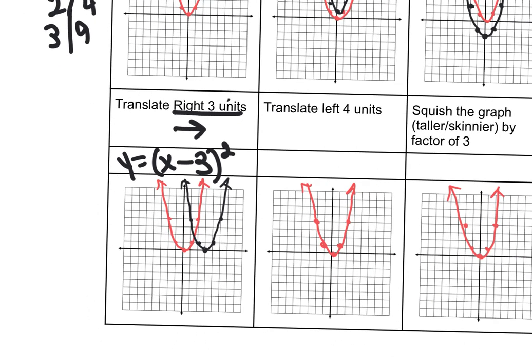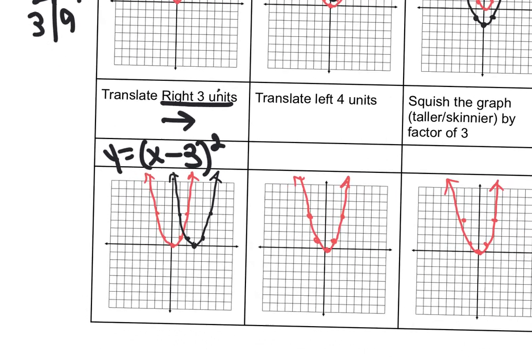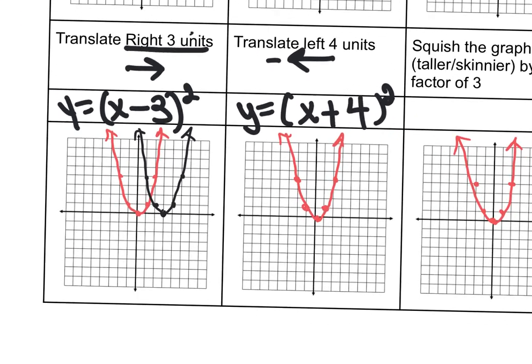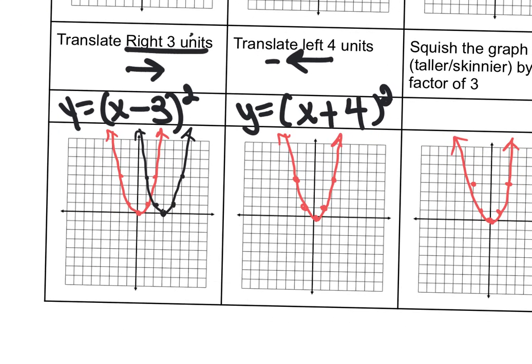And similarly, if we want to go to the left, we're going to have y equals something in there with my x, and it's going to be squared. If we're moving to the left 4 units, we're actually going to have a plus sign. It seems like this would be the negative direction, which means we're going to have the opposite sign in our parentheses. So we're going to have an x plus 4. And all we're going to do is move each of these points 4 units to the left.